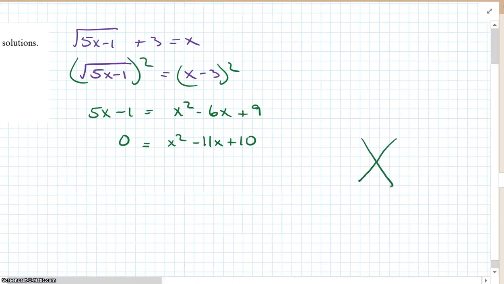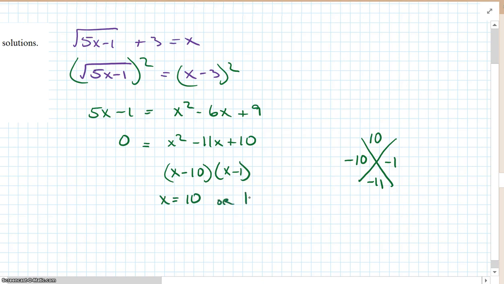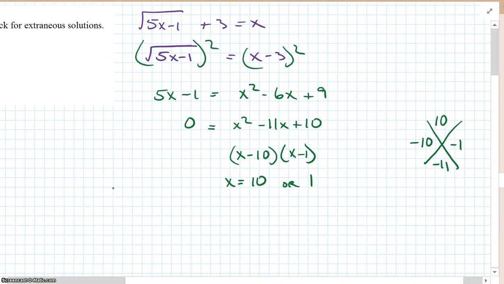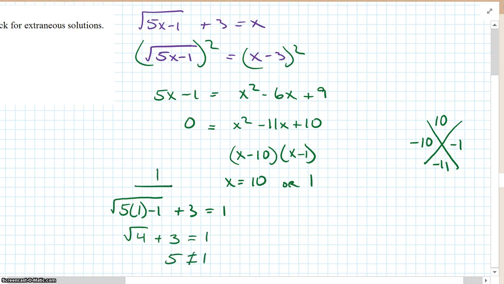Okay, I can factor this. My a times c value is 10. My b value is negative 11. Two numbers that have a product of 10 and a sum of negative 11: negative 10, negative 1. So I can rewrite this as x minus 10 times x minus 1. So x equals 10 or 1. So let's plug it back in and see what we get. When x equals 1, we're saying the square root of 5 times 1 minus 1, plus 3 must equal 1. So 5 times 1 is 5, minus 1 is 4. So the square root of 4 plus 3 equals 1. So 5 does not equal 1. So 1 does not work.